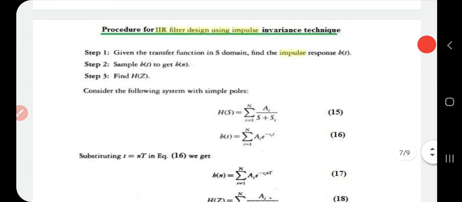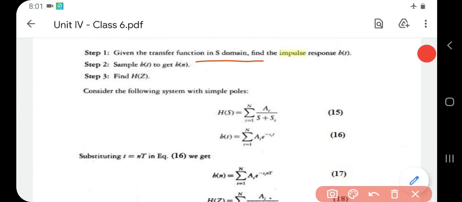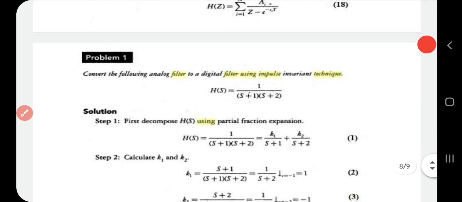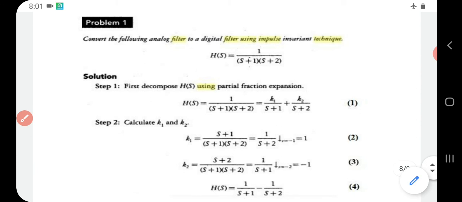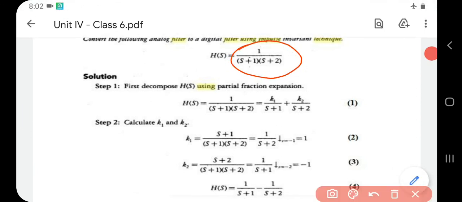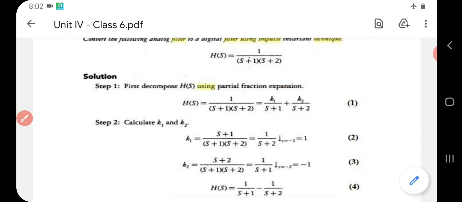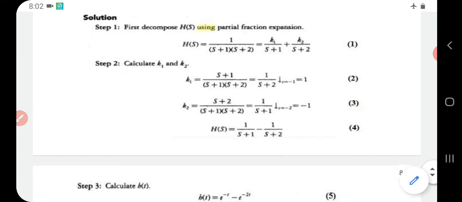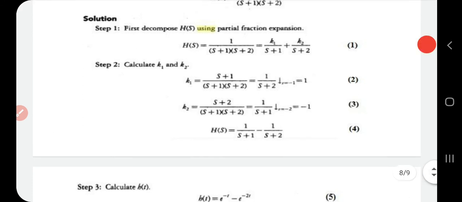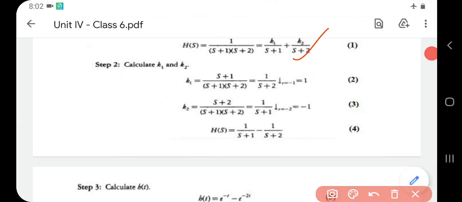The same thing. Here in the question, they will give a transfer function in the S plane, that is in the analog system. Now first we split it into partial fractions. You know how to split this into partial fractions. You put constants k1 and k2, then calculate the values of k1 and k2, just the procedure of solving a partial fraction. So you get k1 as 1 and k2 as minus 1. With k1 equal to 1 and k2 equal to minus 1, equation 1 will look like this. So you got the transfer function in the S plane, or the analog system.